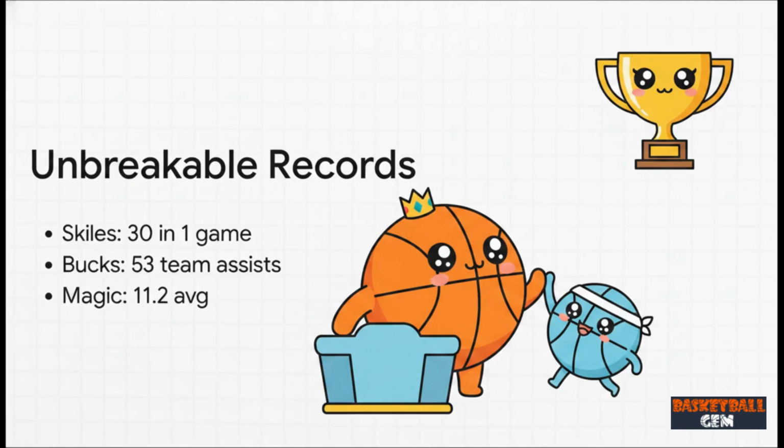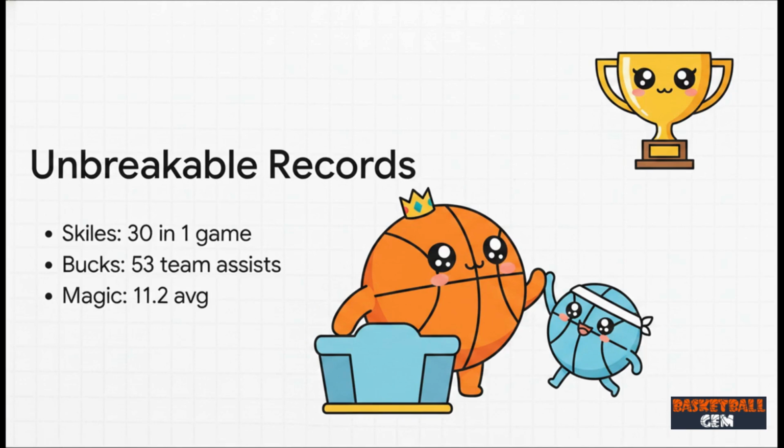And the mind-blowing records really don't stop there. Scott Skiles holds the unbreakable single-game record with 30 assists in a single night. 30! The Milwaukee Bucks once dropped 53 team assists in one game. Magic Johnson holds the highest career average at 11.2 per game. And just to show how the game is evolving, we've got Nikola Jokic dropping 9.5 assists per game as a center in the 25-26 postseason. From Skiles' unbelievable single game to Jokic completely redefining what a big man can do, great passers truly come in all shapes and sizes.